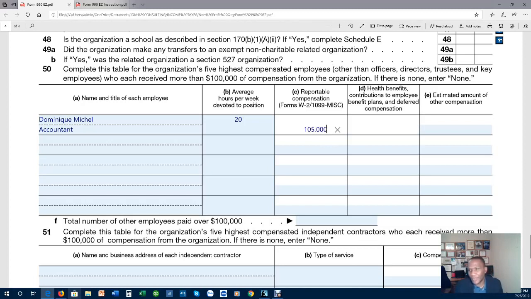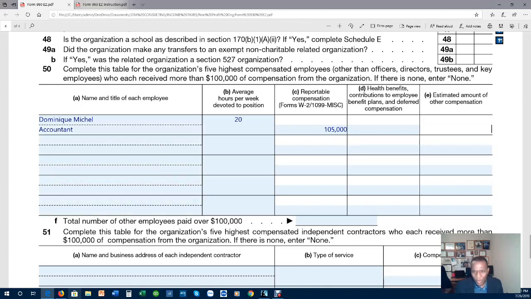$105,000. Okay, and then health benefit, whether they pay me health benefit contribution, or make contribution to my benefits plan, or there is deferred compensation where they may pay me compensation, but the compensation is deferred. I have not received it, or something like that. So estimate the amount of other compensation.